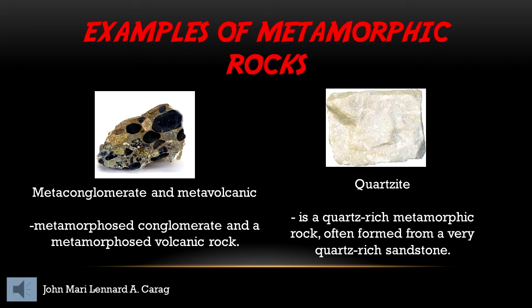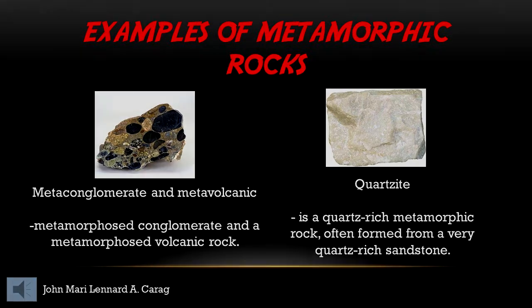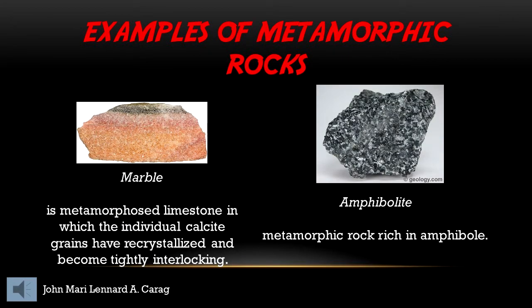Metaconglomerate is a metamorphosized conglomerate, and metavolcanic is a metamorphosized volcanic rock. Quartzite, on the other hand, is often formed from a very quartz-rich sandstone. Next is marble, which is a metamorphosized limestone in which the individual calcite grains have recrystallized and become tightly interlocking. Amphibolite naman is a metamorphic rock which is rich in amphibole.